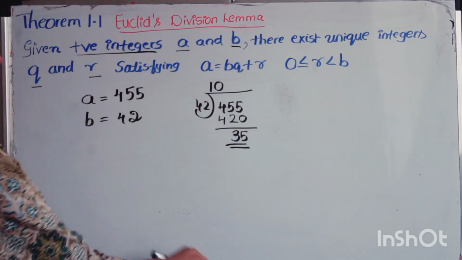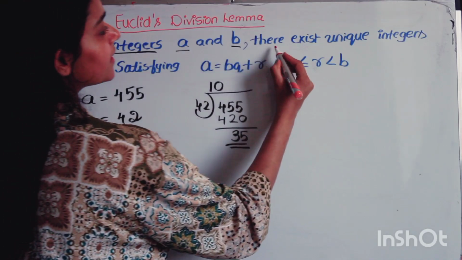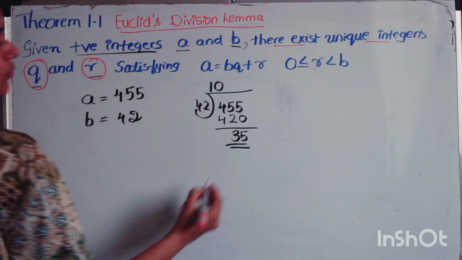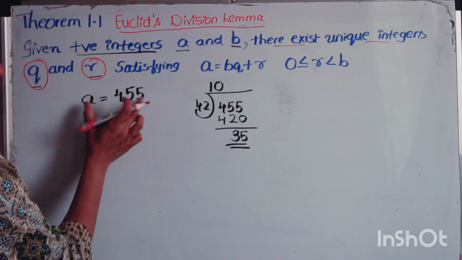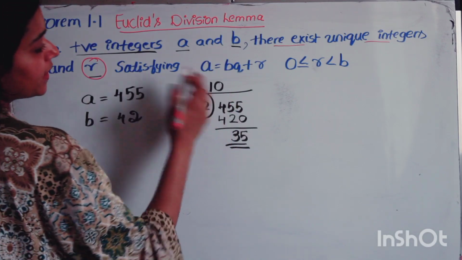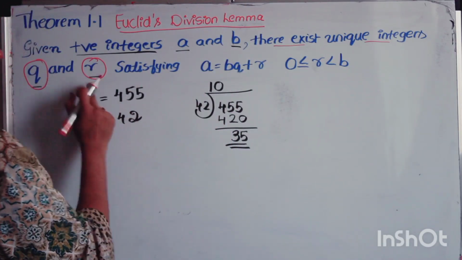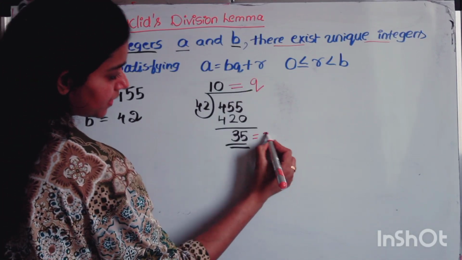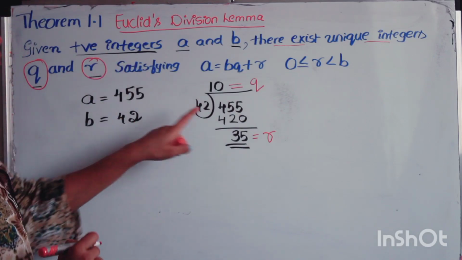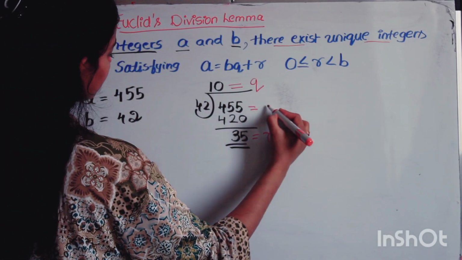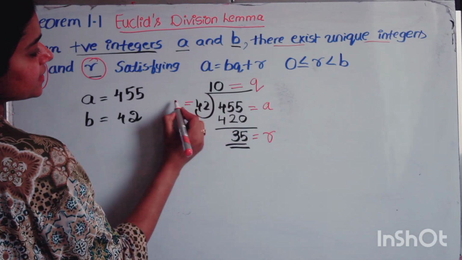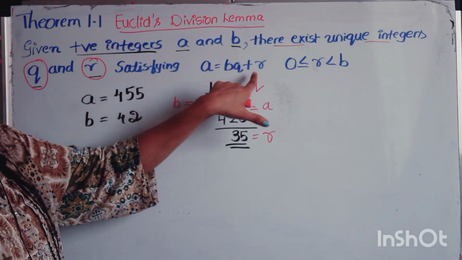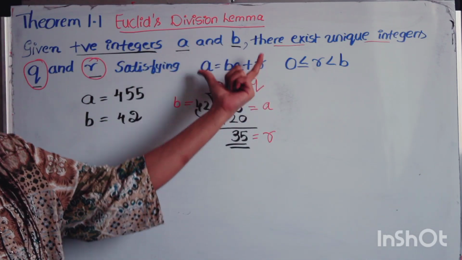So here you can see there exist unique integers q and r. If you take two positive integers and divide, you get two unique integers, q and r. This is the quotient, called q, and this is the remainder, called r. Here 455 is a, and this is b, satisfying the equation a = bq + r.